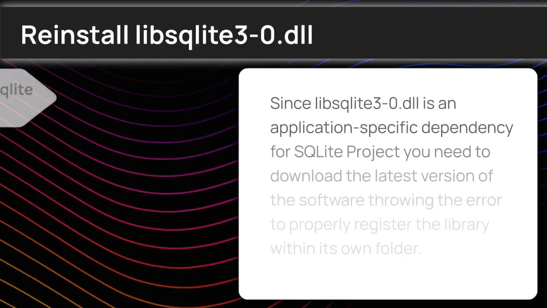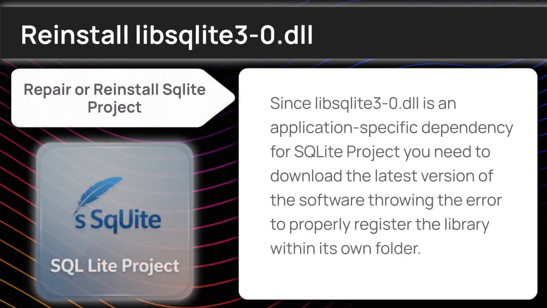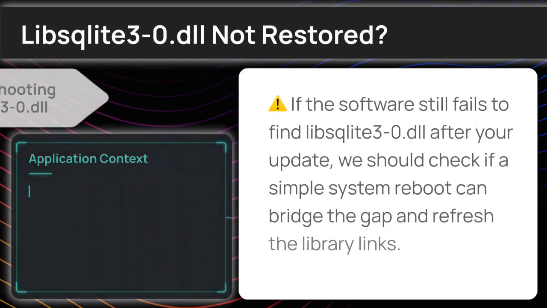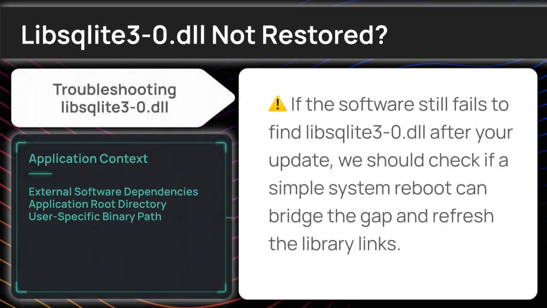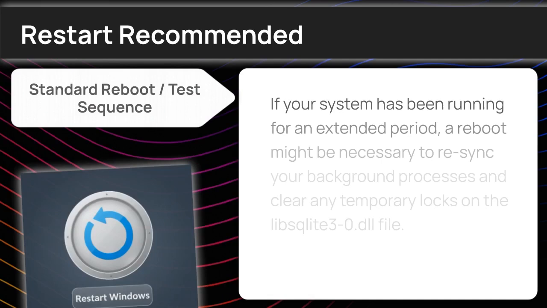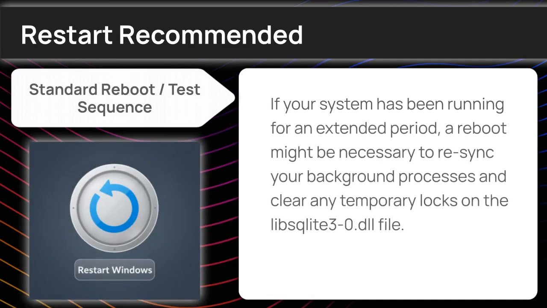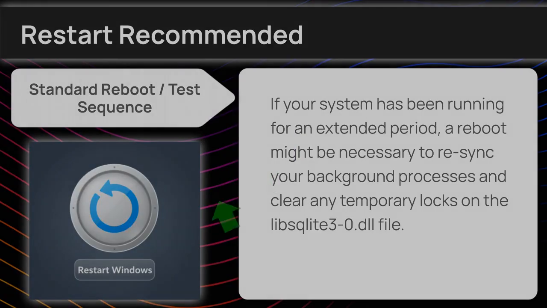Since libsqlite3-0 library DLL is an application-specific dependency for SQLite Project, you need to download the latest version of the software throwing the error to properly register the library within its own folder. Persistence of this error after a clean reinstall suggests that the issue may reside within the current user session's initialization. A quick reboot can determine if the error is transient. While it won't fix a deleted file, it can re-establish the connection between your software and the libsqlite3-0 library file if the path was temporarily busy.